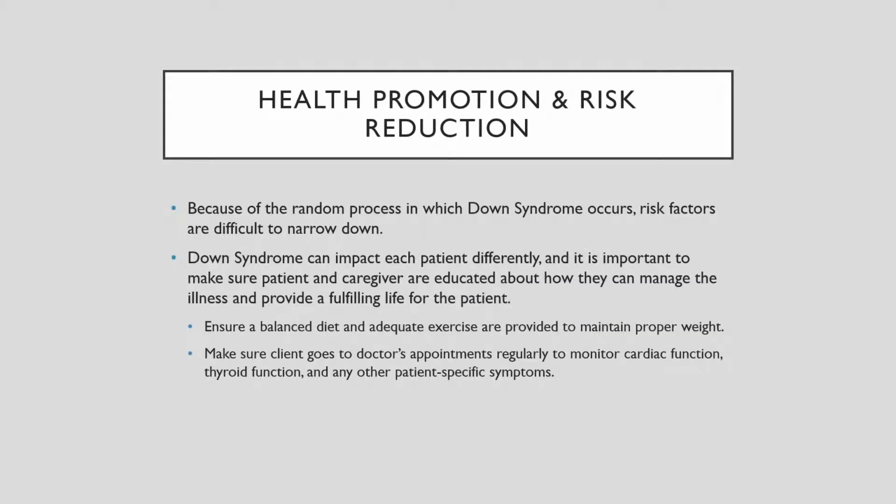It's difficult to narrow down risks for Down syndrome because of the random process in which it occurs. But there are health promotion tips that we can teach to families, such as ensuring a balanced diet and adequate exercise to maintain the proper weight, and to make sure that the client goes to doctor's appointments regularly to monitor their cardiac function, their thyroid function, and any other patient-specific symptoms. So again, it's really important to know the unique case that your patient has in order to properly educate the family.